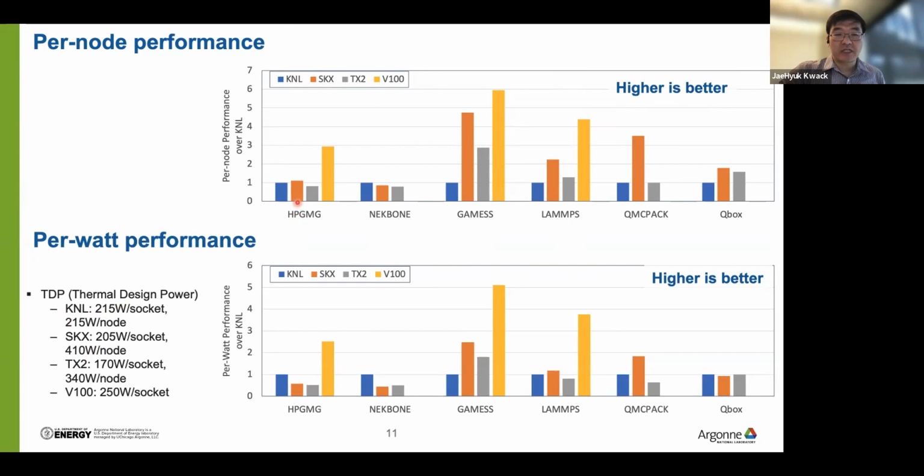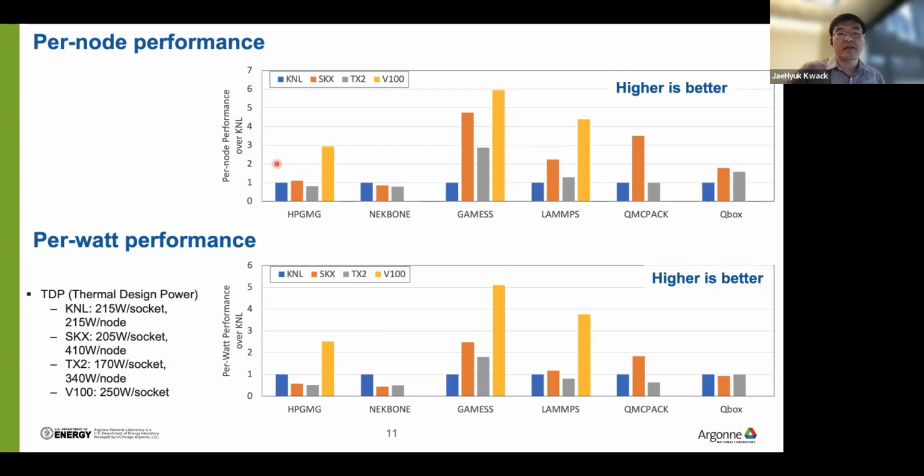On the HPGMG part, Skylake was slightly better than KNL, but since it uses more power, its per-watt performance was less than KNL. Also, the difference between KNL and V100 becomes smaller than before. So we can see this kind of variation depending on what you're looking at, and how you define your performance: performance per watt, or performance of the node. Another thing we can think about is that V100, ThunderX2, Skylake and KNL all have different peak performance, different bandwidth, and different vector widths. So maybe just comparing performance per node is not really a great way to compare.